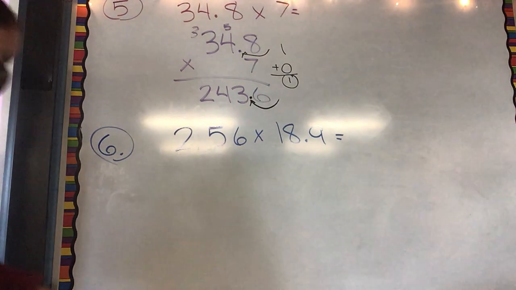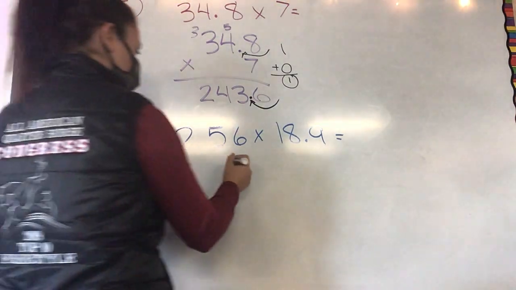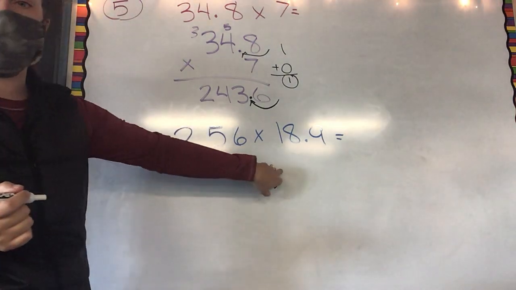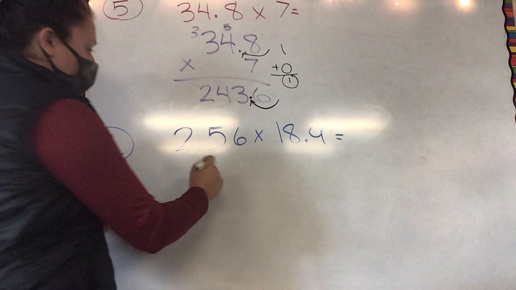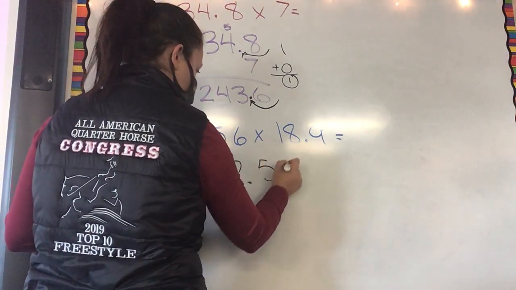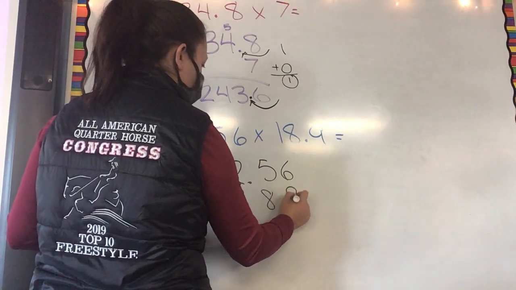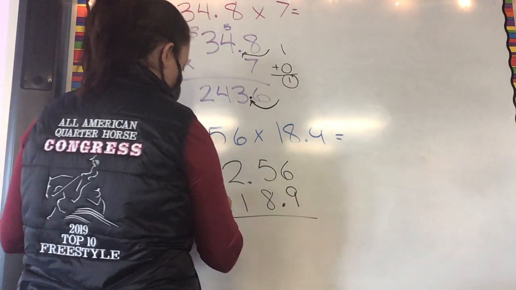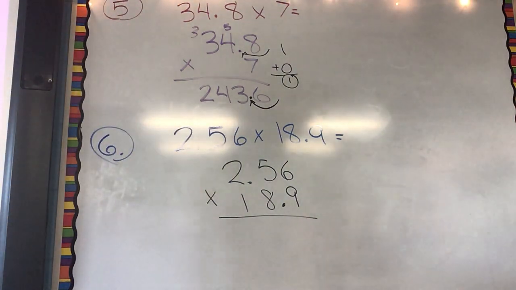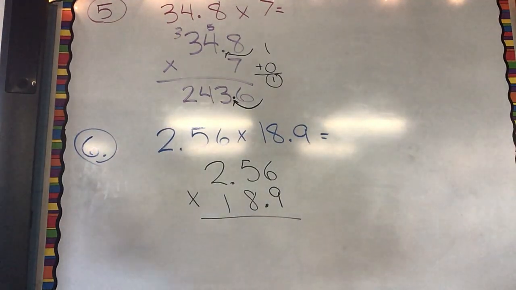All right, let's check here, number 6. I need to do what with my numbers? Rewrite them. They both have 3 digits, so does it matter which one I put on top? No. I'm just going to do the first one I see. Do I need to line up my decimals when multiplying? No, not for multiplying. What about addition and subtraction? Yes. We got to make sure we memorize those rules.